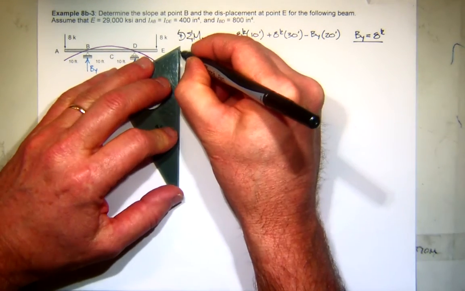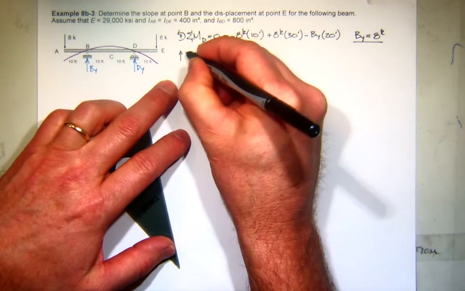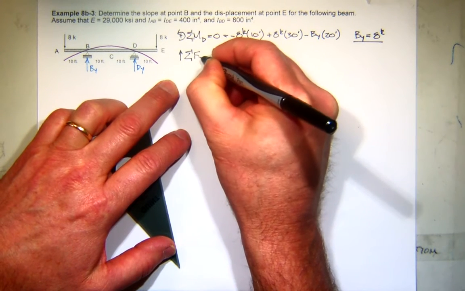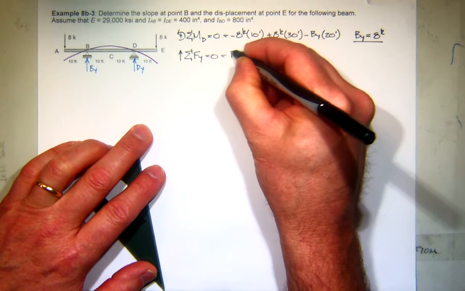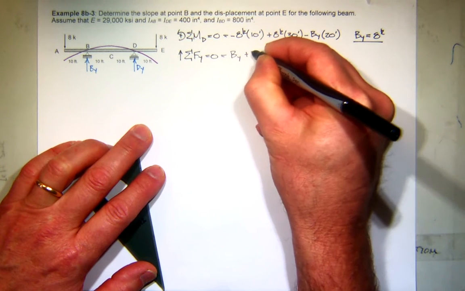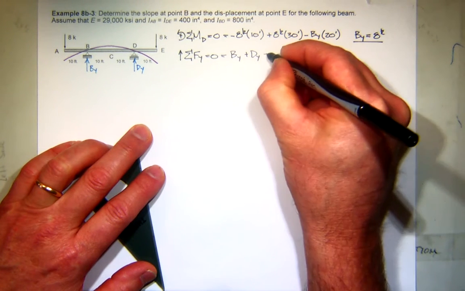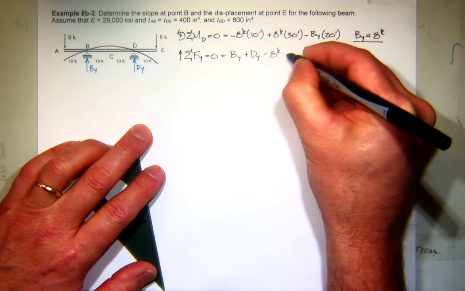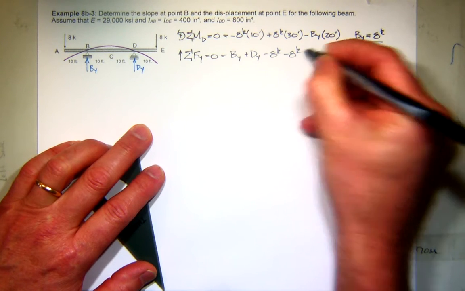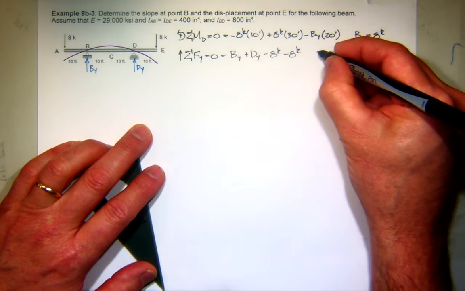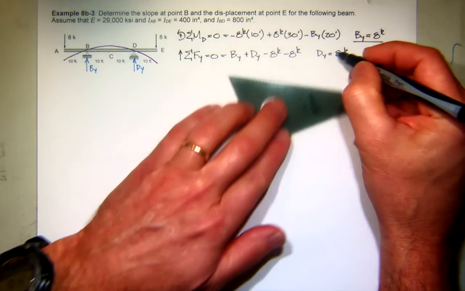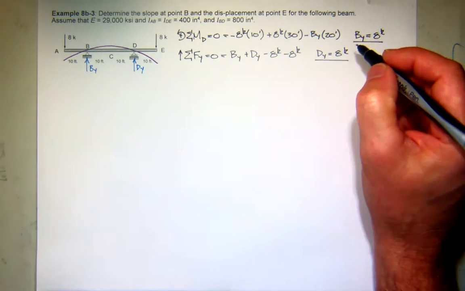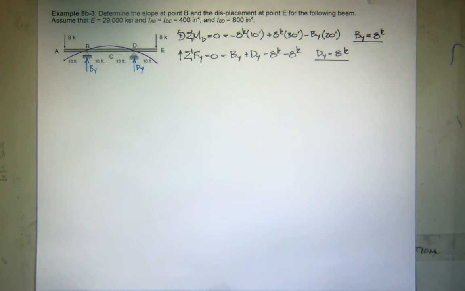And then when I sum forces in the y direction to make sure it's in equilibrium, I'll have By acting up plus Dy acting up, and then minus 8 kips and 8 kips again. In that case, I'll find that Dy is also 8 kips. Is that okay? Get those values?